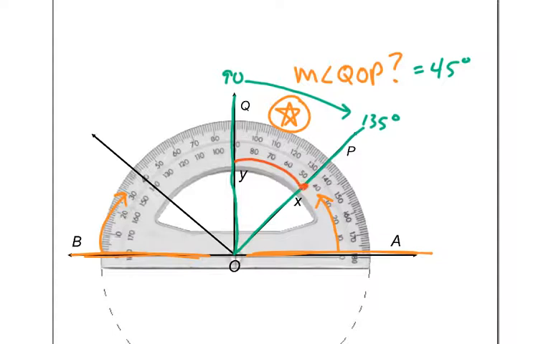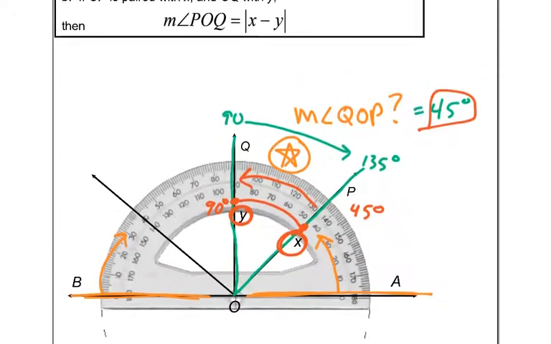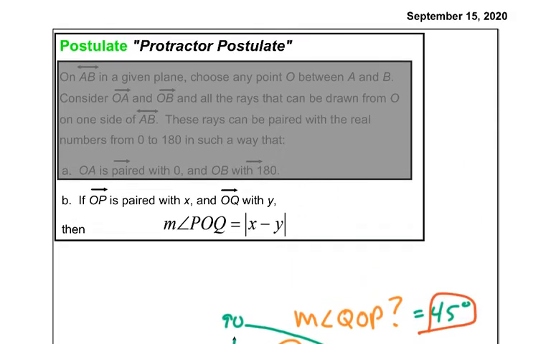Over here, the inner number is about 45 degrees. And over here, the inner number is, again, 90 degrees. Since the inner numbers go in this direction, how far do I travel to go from 45 to 90? Again, 45 degrees. So there's a cool way of doing this. If you know where the X ray is and the Y ray, how can we use those numbers to always find the measure of the angle? That's what's called the protractor postulate.